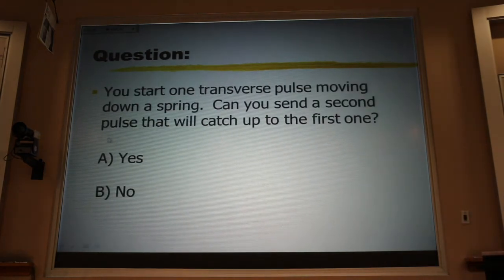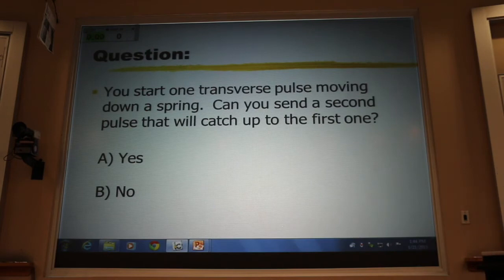Another question with your clicker. You start a transverse wave going down a spring. Can I send a second transverse wave in such a way that it will catch up with the first one? Can I do something special to make that second pulse go faster and catch up with the first one? Yes or no?